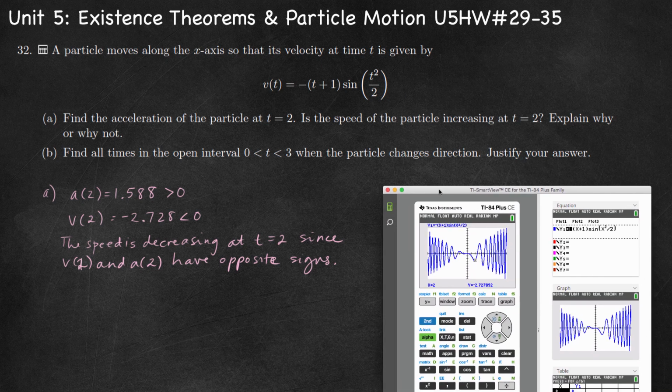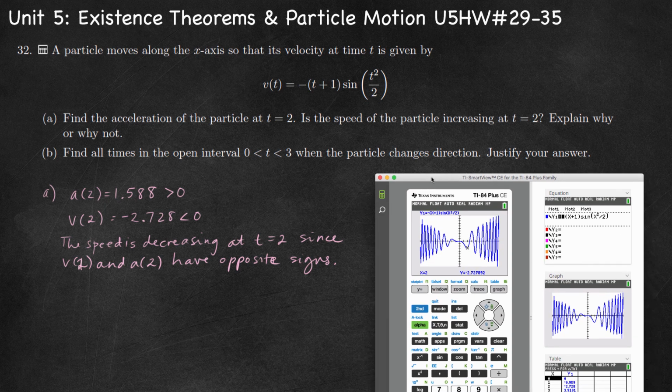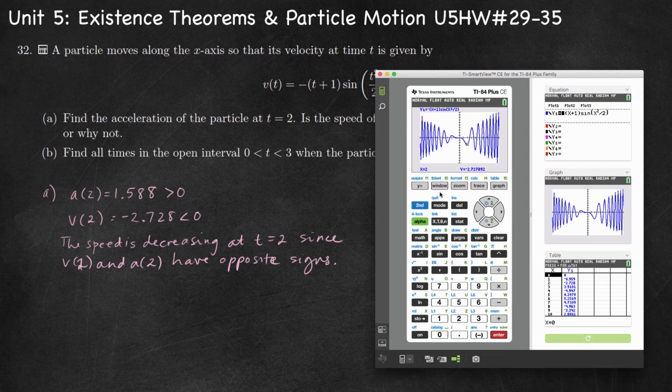And then part B, find all times on the interval from 0 to 3 when the particle changes direction. So for that, I want to know when my velocity changes sign. So I want to look at my velocity graph on the interval from 0 to 3. So let's fix our window. We're just going to look from 0 to 3.